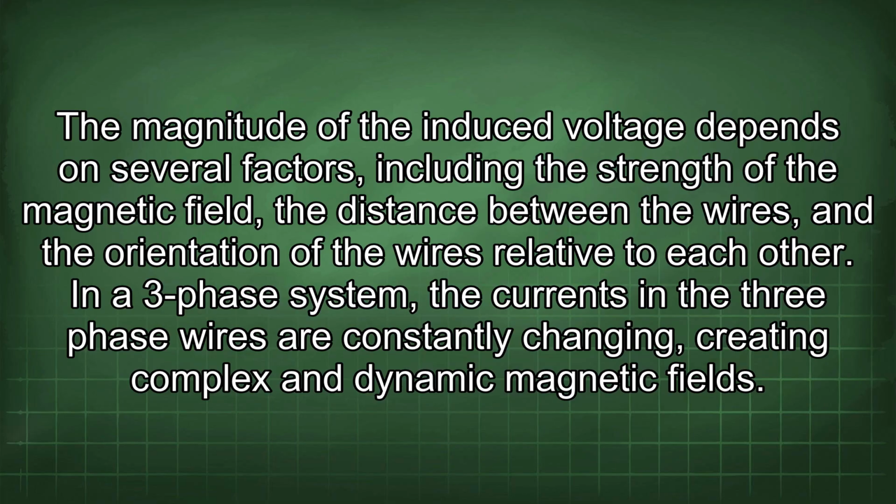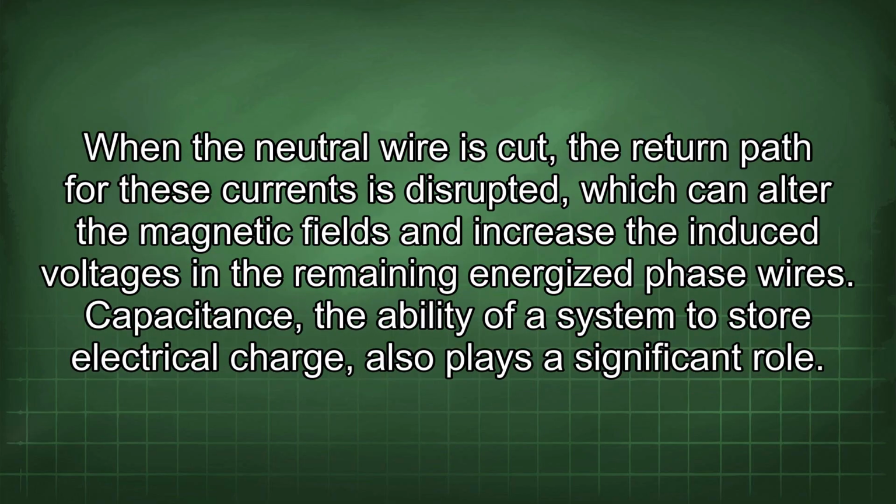In a three-phase system, the currents in the three-phase wires are constantly changing, creating complex and dynamic magnetic fields. When the neutral wire is cut, the return path for these currents is disrupted, which can alter the magnetic fields and increase the induced voltages in the remaining energized phase wires. Capacitance, the ability of a system to store electrical charge, also plays a significant role.